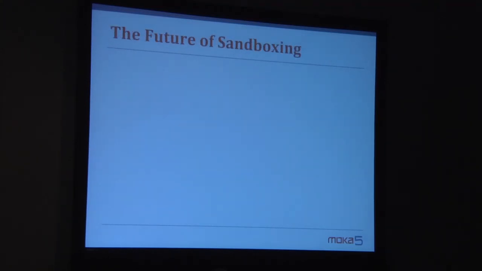attack surface. So I'm going to talk a little about the future of sandboxing. Don't get me wrong, sandboxing is a great technique. It is a great technique for security, and I think it's one of the next innovations in security, and there's going to be a lot of products that are going to start to use these sandboxing techniques to improve their security. But there are limitations to it.